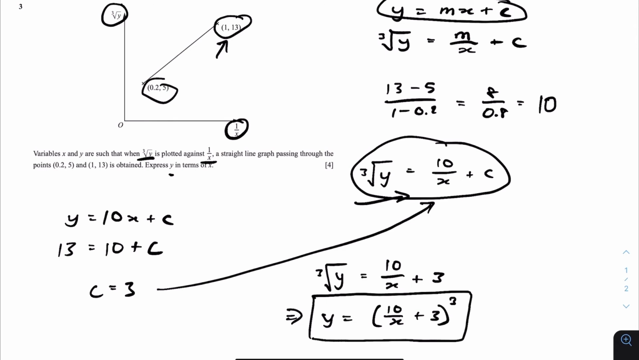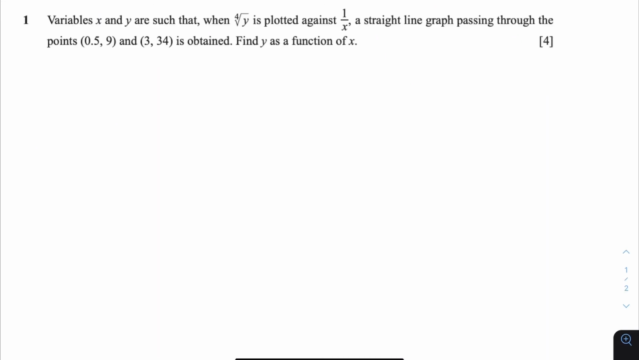Let's just do one more to confirm our understanding, and then I'll leave some worksheets or some practice questions so you can get some practice. Okay, so let's look at this problem here. Variables x and y are such that when the fourth root of y is plotted against 1 over x, a straight line graph passing through the points (0.5, 9) and (3, 34) is obtained. Find y as a function of x, and it's 4 marks. This is essentially very similar to the one that we just did. So let's first do the first step, which is write down the linear equation y equals mx plus c.